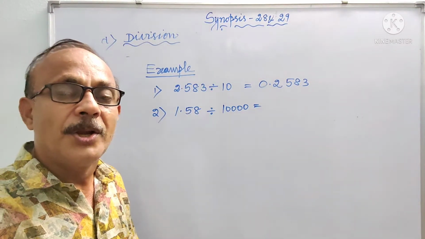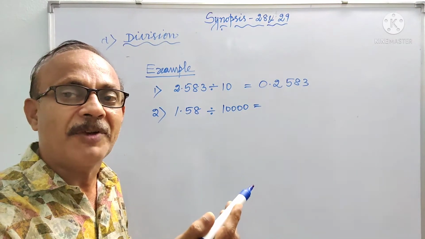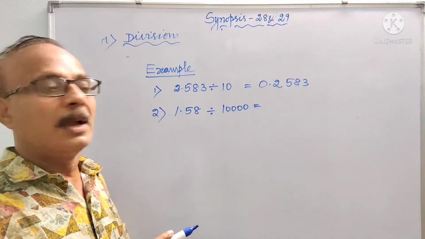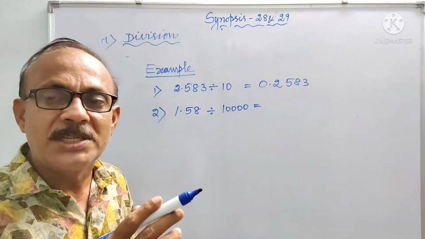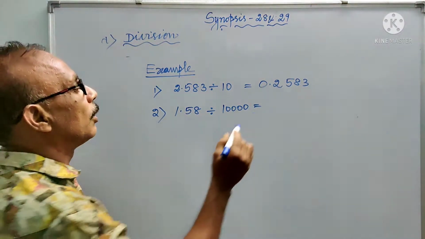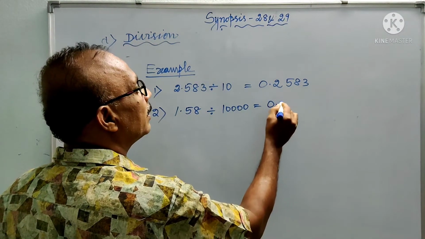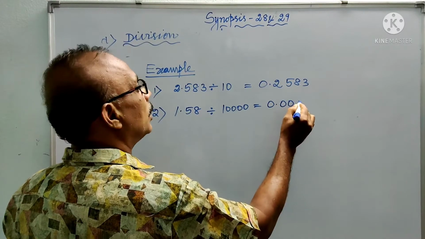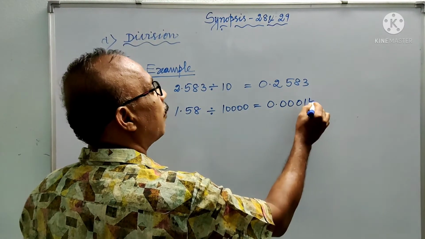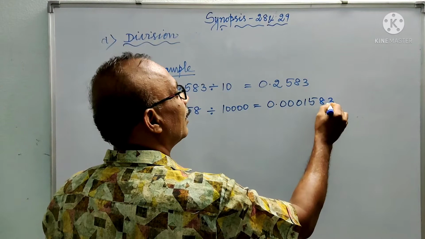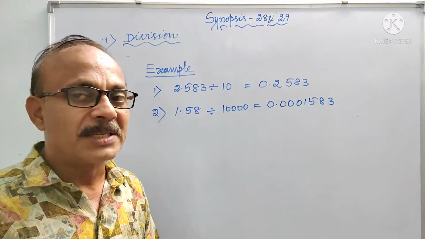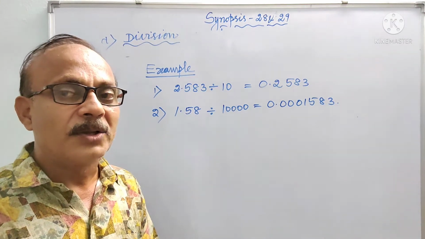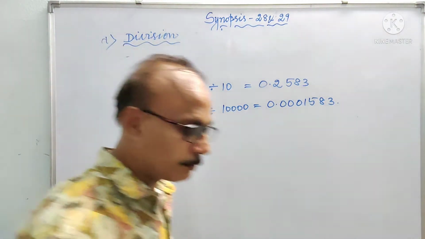Now what happens? You have to move the decimal point left by 4 digits. But there is only 1 digit available. So for the remaining 3 digits you have to keep 0. That is 0.000153. So this is how we divide decimals by numbers like 10, 100, 1000, etc.